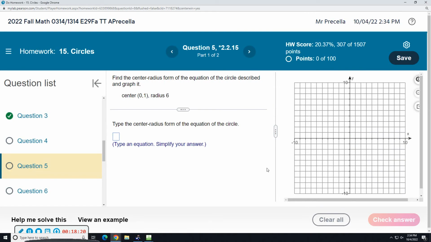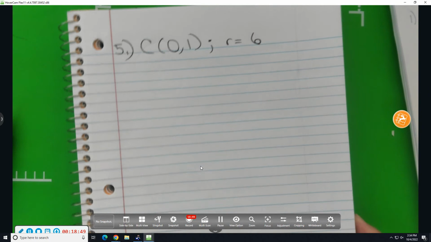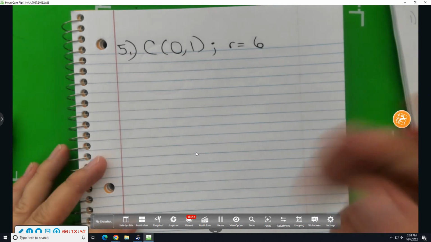This 5's a little different. What makes 5 different? Well, the center has a 0 in it. So center is 0, 1. That's the H and K. And the radius is 6. Okay, switch over. So we're writing the center radius form and drawing a graph. So I'll identify my H and K.